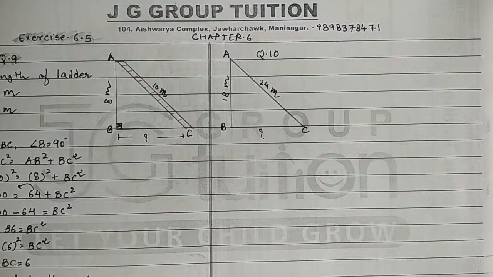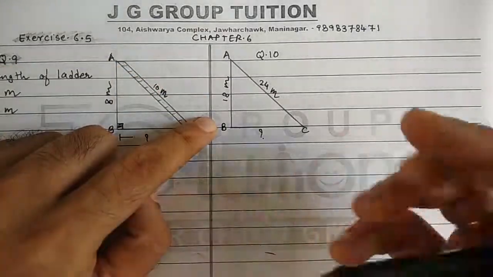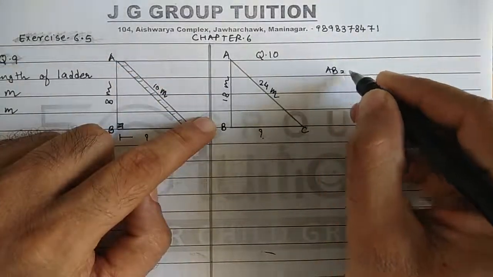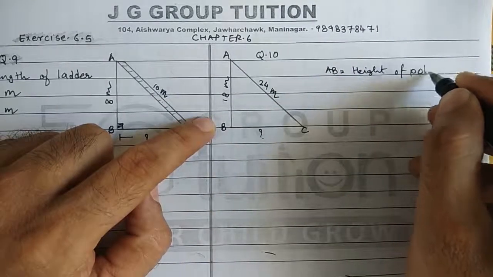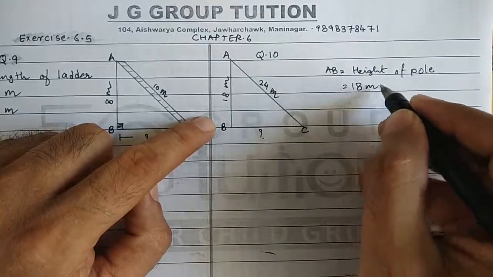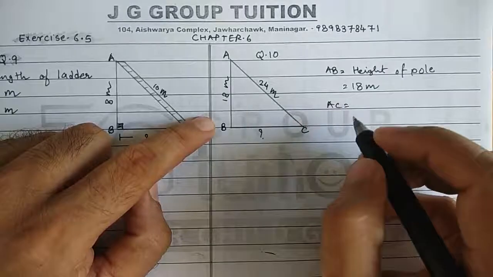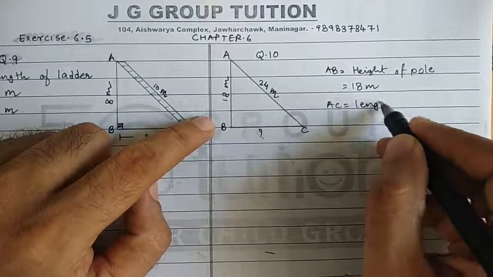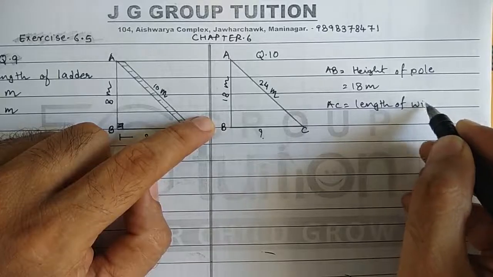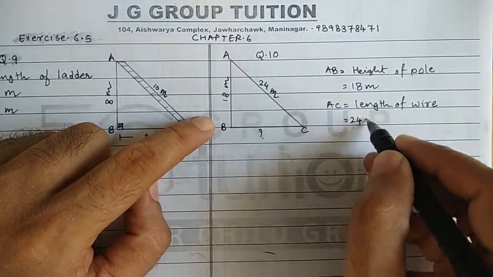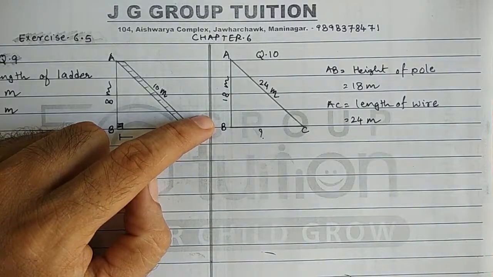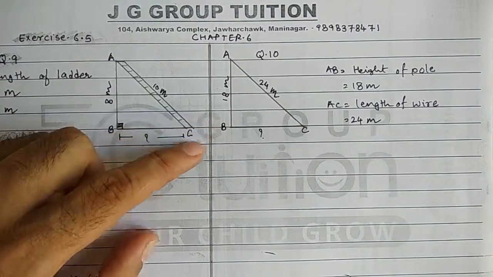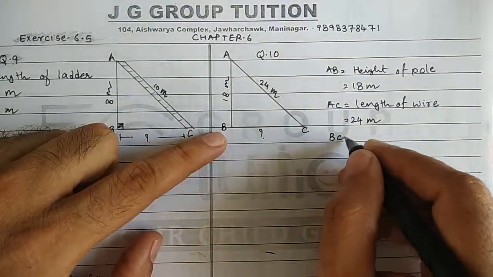It is given that a guy wire is attached to a vertical pole of height 18 meters. So we can say AB is the vertical pole, or the height of the pole, that is given 18 meter, and AC is the length of the wire, the guy wire, which is given 24 meter. How far from the base of the pole should the stake be driven so that the wire will be taut? So that is the length of BC we have to find out.